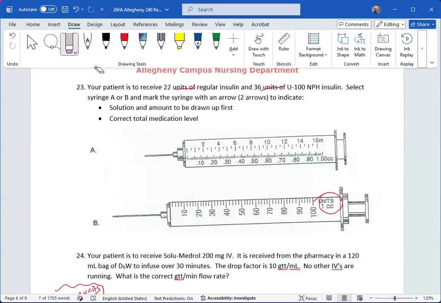Okay, so someone asked me to do the labeling here, so I'm going to do that. Okay, maybe not. All right.